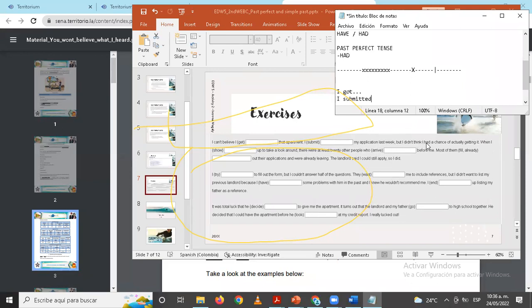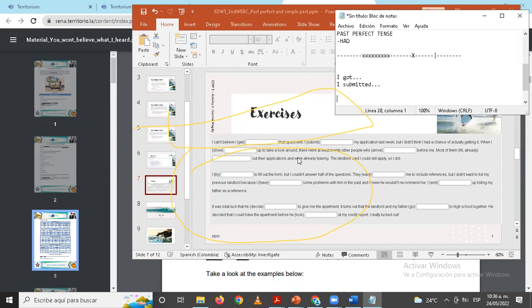But I didn't think I had a chance of actually getting it. ¿Cierto? Lo envié la aplicación para ese apartamento la semana pasada, pero la verdad nunca creí. ¿Por qué? Ahí va a explicar. When I showed up to take a look around, pasado simple, there were at least 20 other people.